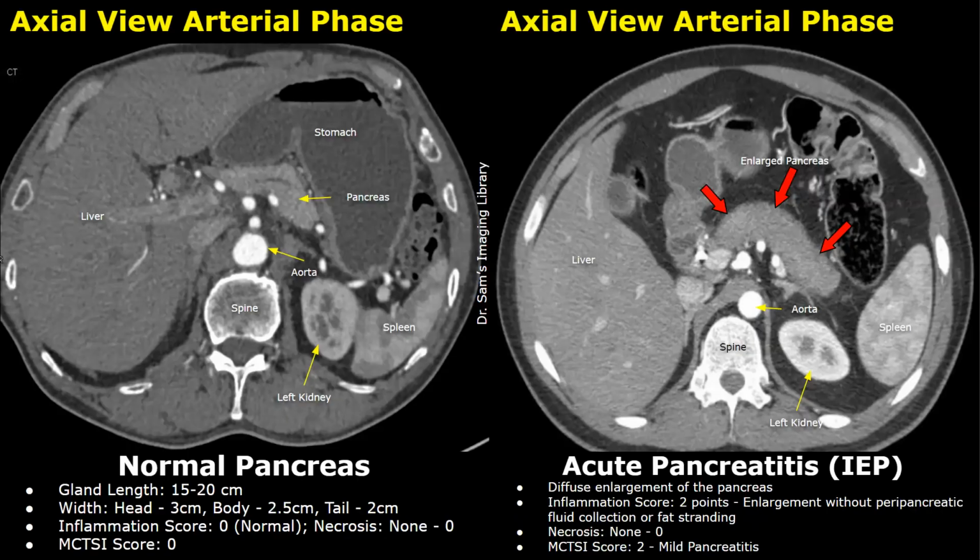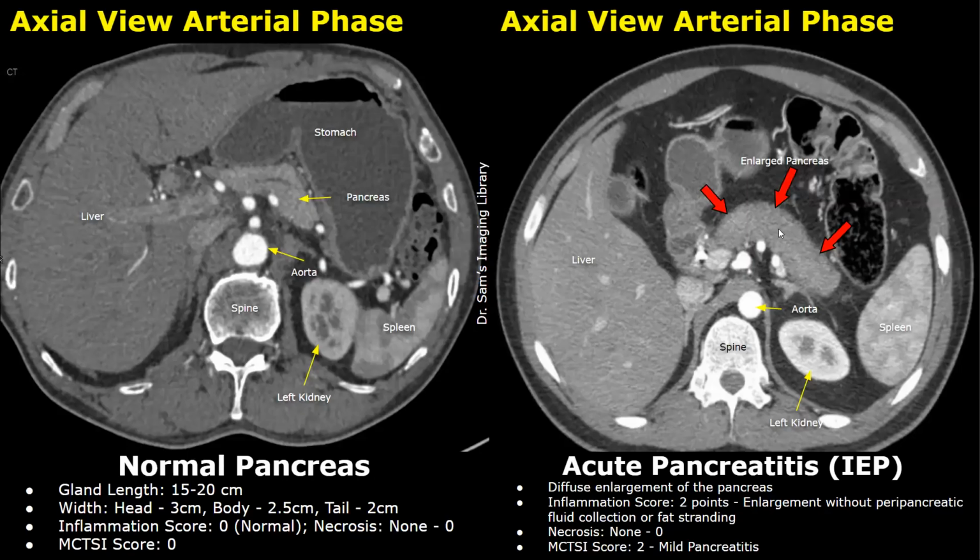This image is during the arterial phase. It shows acute edematous pancreatitis. In this type, there will be either diffuse or focal enlargement of the pancreas without any necrosis. In this image, there is diffuse enlargement. There is no dead pancreatic tissue in this type. The pancreas just appears swollen.